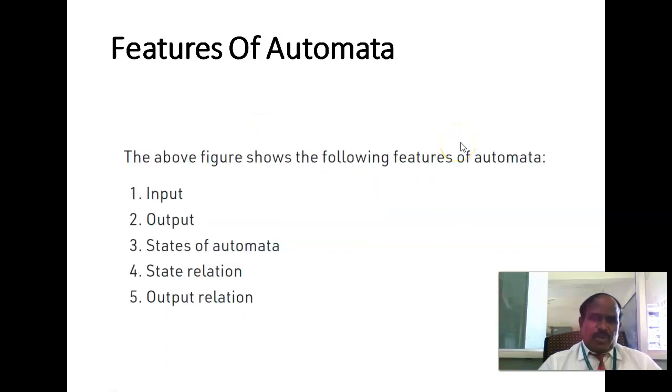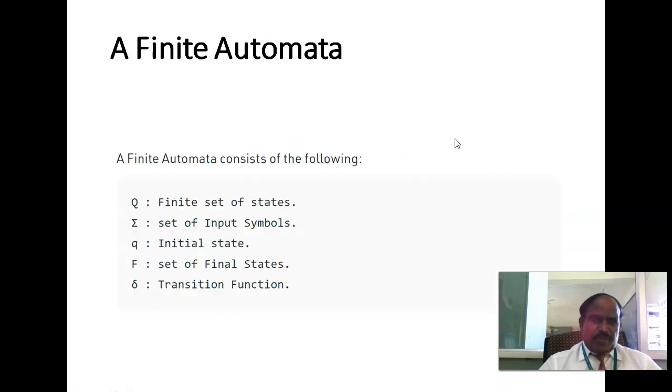The features, or parts, of the finite automata are listed here: the input part, output part, set of states of the finite automata, the state relation from one state to another, and the output relation. These are the 5 components of the finite automata. Now the finite automata definition. The finite automata has the following formal definition, 5 tuples. The first one, capital Q, is the finite set of states. Sigma is the set of input symbols. Whatever input symbols you apply to this finite automata are given in sigma.